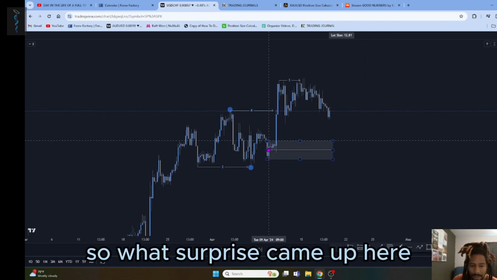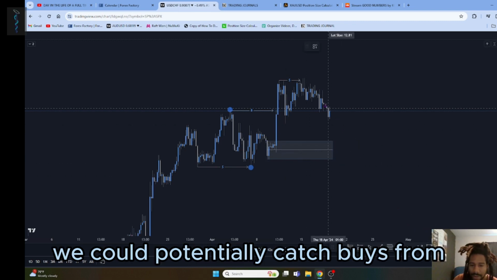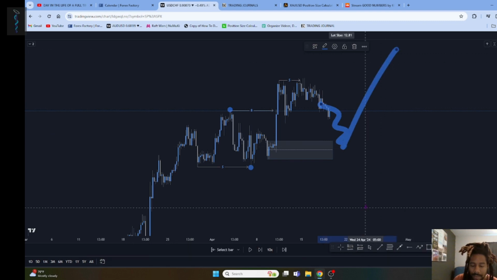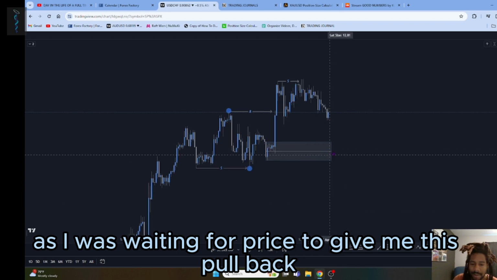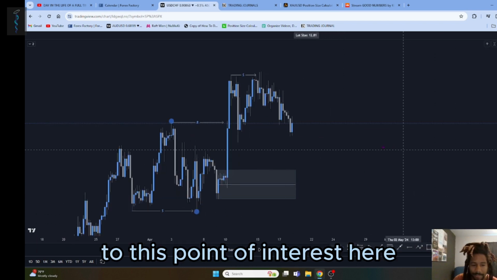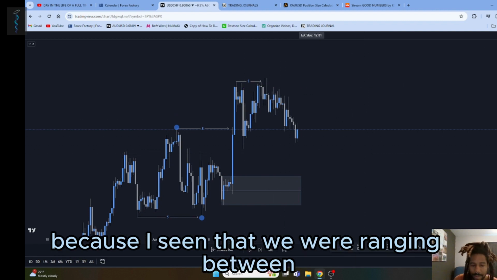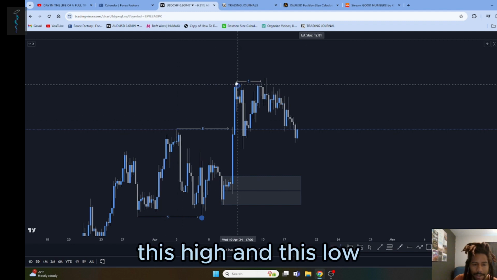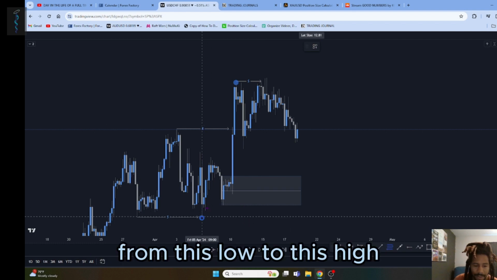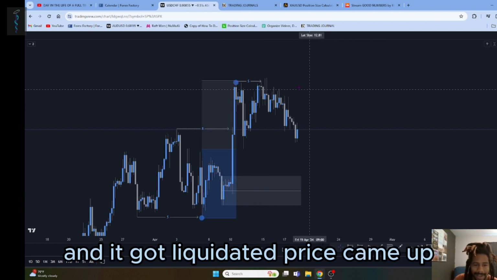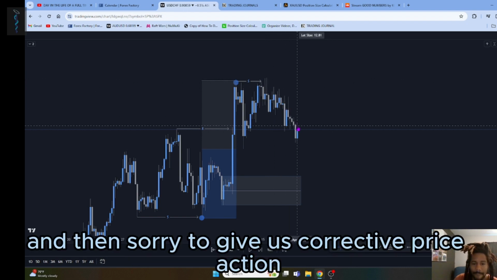So once price came up here, I was like, okay, this could be the next zone that we could potentially catch buys from. But let's see what happened. As I was waiting for price to give me this pullback to this point of interest here, I decided to take a counter trend setup because I saw that we were ranging between this high and this low. So this was our trading range here, from this low to this high, and it got liquidated. Price came up, liquidated this high, and then started to give us corrective price action.